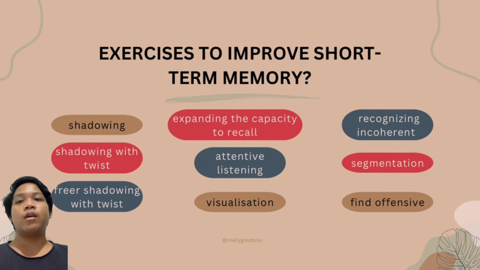Next is shadowing with a twist. This exercise should only be done when the previous ones are mastered, and mainly when you can repeat long text without problem. Next is attentive listening for the key elements.